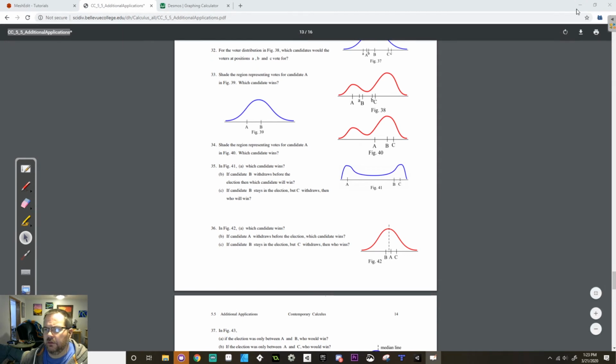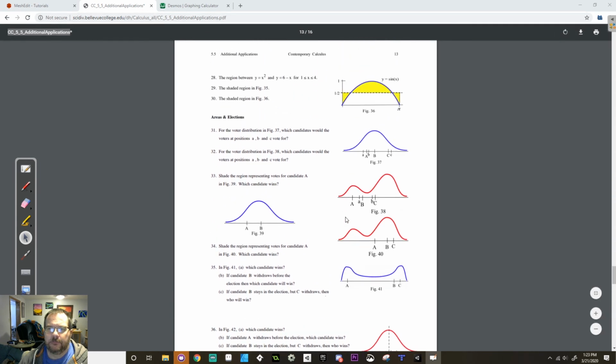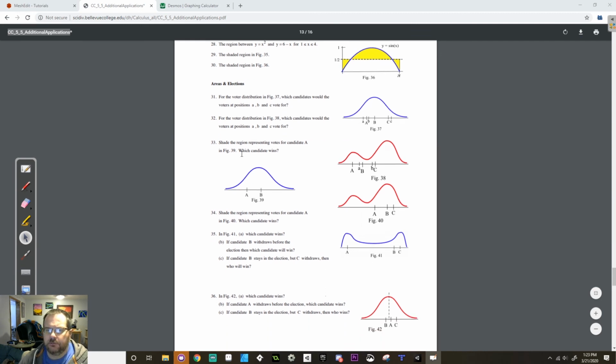If we take a look at the assignment here, we've got questions 31 through 39. For 31, we've got candidates A, B, and C, and it's asking who little a, little b, and little c are going to vote for. For 33, it says shade the region. Just sketch it on your graph or on your assignment, and shade where the votes for candidate A are going to be and where the votes for candidate B are going to be, and which candidate you think is going to win.